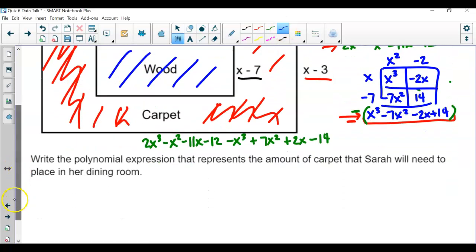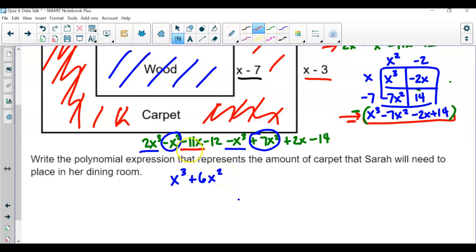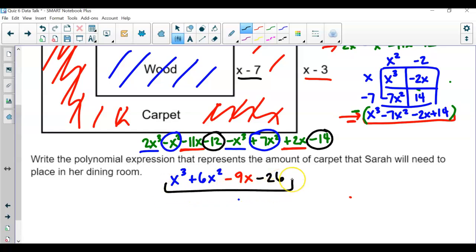So here I've got 2x cubed minus x cubed, which is x cubed. Then I've got negative x squared, but plus 7x squared is 6, so 6x squared. Next I've got negative 11x plus 2x, which is negative 9x. Then the last, negative 12 minus 14, negative 26. So that was the expression for our bonus question.